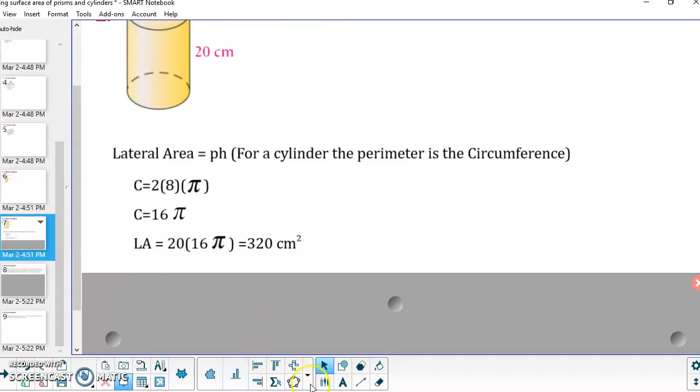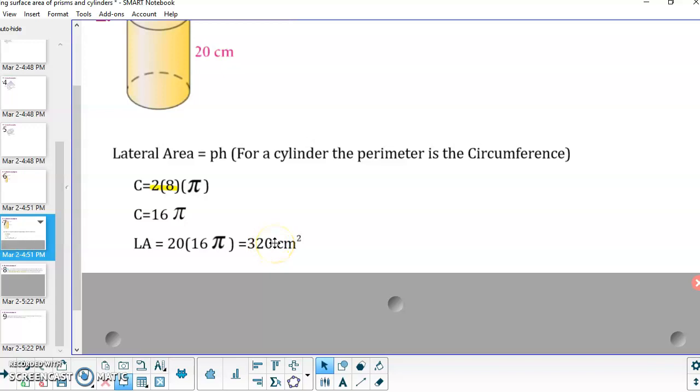If you needed to put this into your calculator, then the way you would do that is to just put these numbers, the 2 times 8, into your calculator and leave the pi out of it. So now to find my lateral area, I'm going to take my height, which is 20, times that circumference. So again, in my calculator, I would do 20 times 16, and I would get 320.